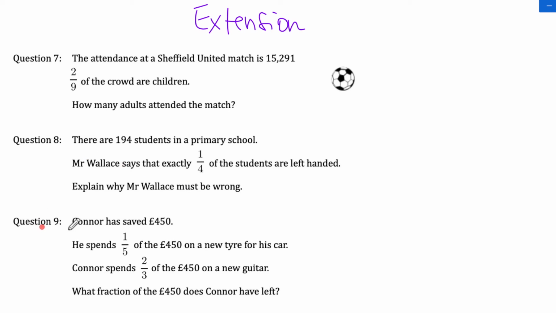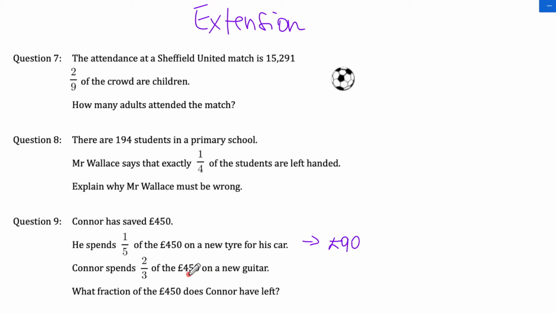Okay, and this is the bit longer one that we're gonna be doing. Connor has saved £450. He spent a fifth of this on a new tire for his car. Let's figure out how much this is. So you do 450 divided by 5, yeah? That's £90. Connor spent 2/3 of this on a new guitar.